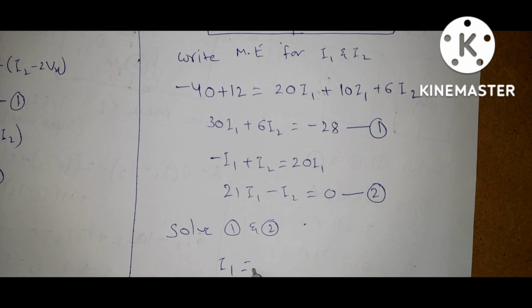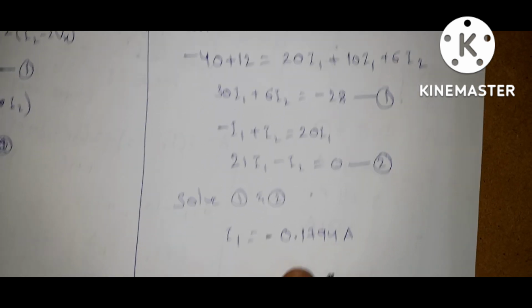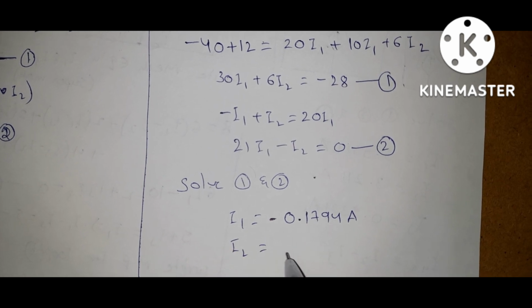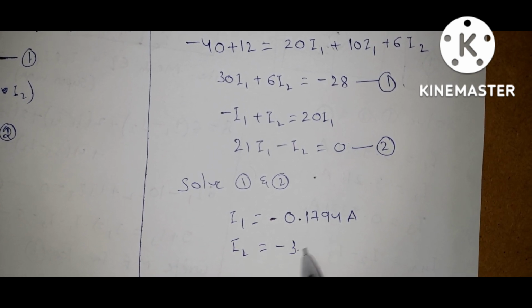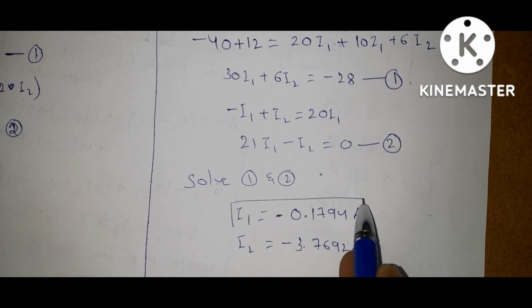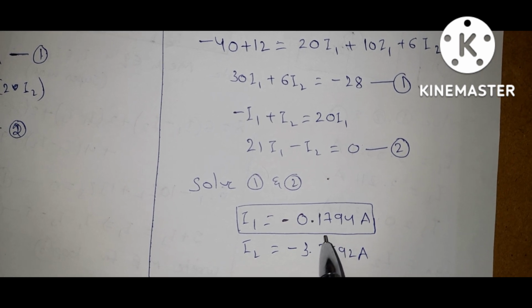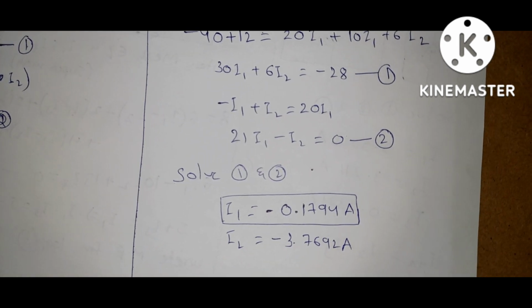I1 is equal to minus 0.1794 amps and I2 is minus 3.7692 amps. So we need I1. I1 is minus 0.1794 amps. Okay, this is about the supermesh analysis. Thank you for watching.